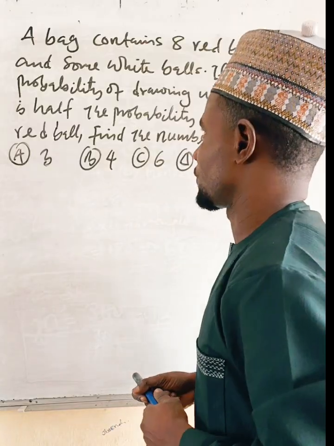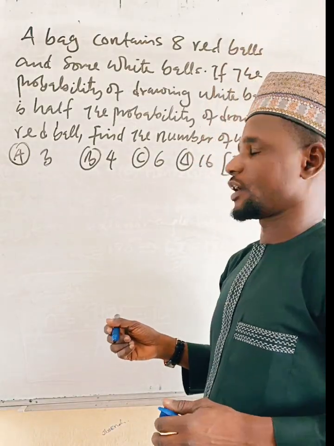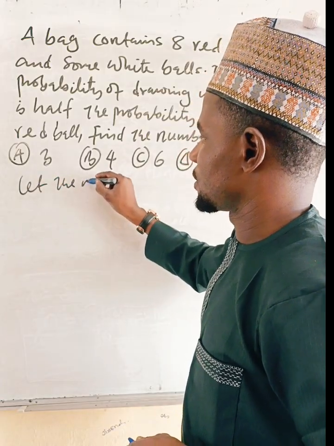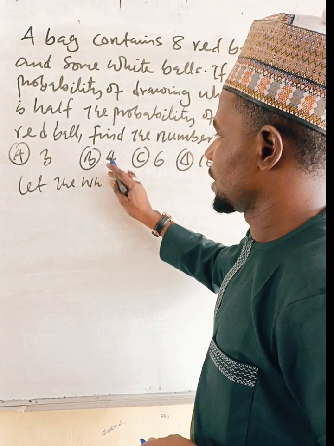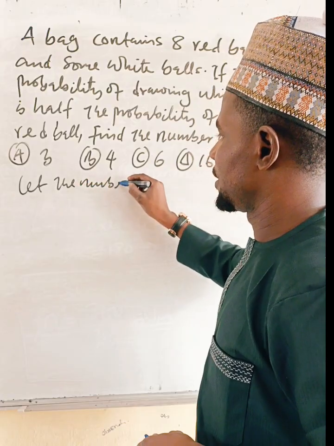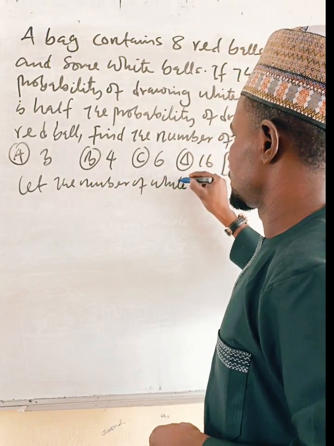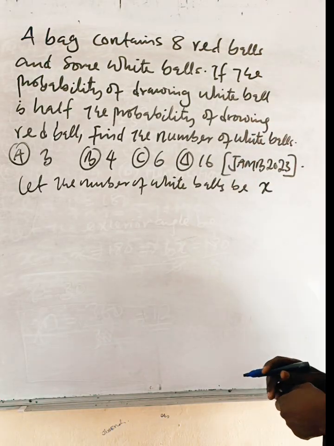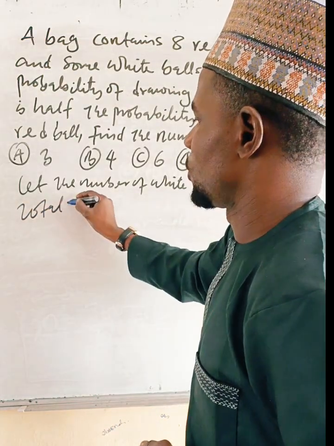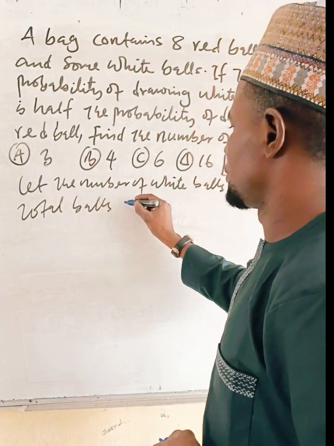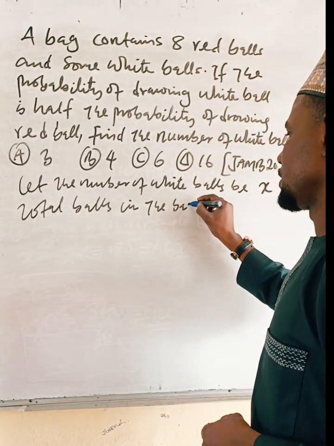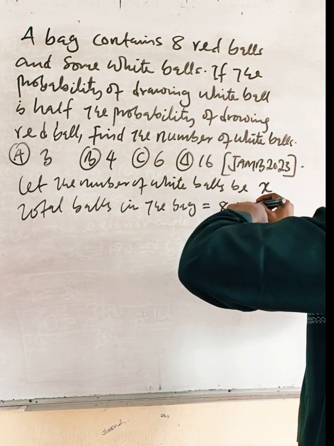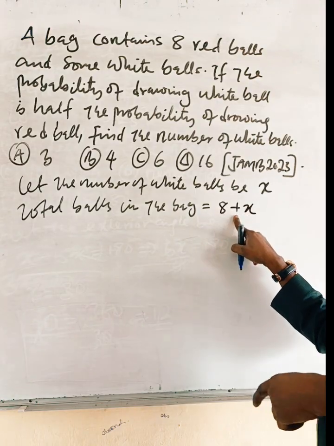What we should do is to first of all find the total number of balls in the bag. Since we don't know the number of white balls, let the number of white balls be X. Now we can have the total balls in the bag, which will be equal to the 8 red balls plus the X white balls. These are the total number of balls.